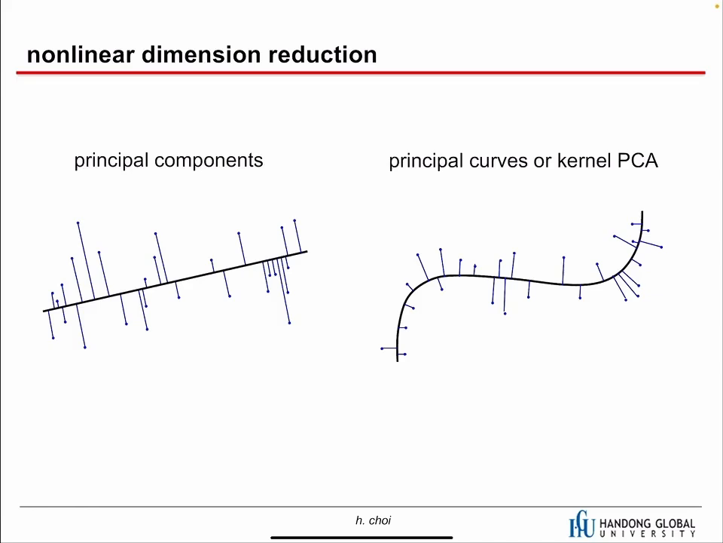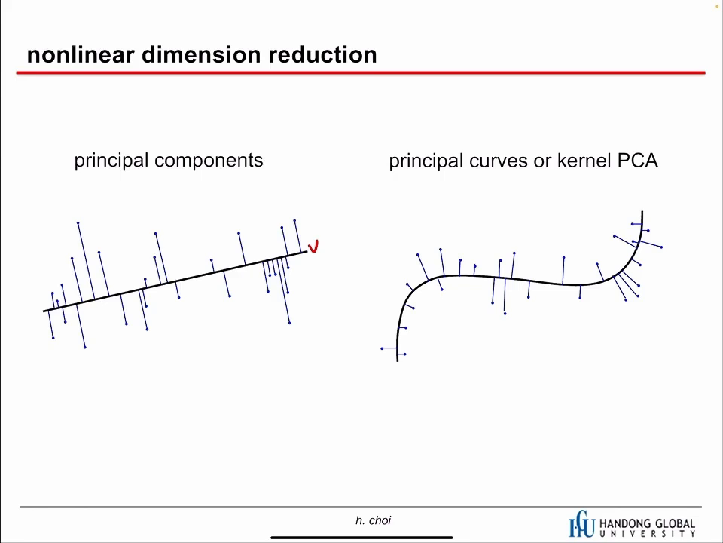Then what is nonlinear dimension reduction? As you know, what does principal component analysis do? In PCA, we project all the data samples onto a hyperplane like this. And this projection is really linear, so all the points will be projected in the same direction.